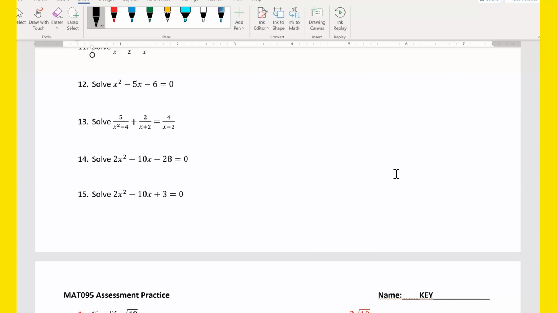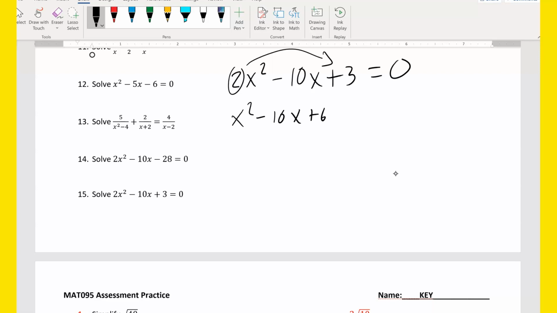And I believe we've made it to the last one. Number 15. 2x squared minus 10x plus 3. So you might say, well, is there a GCF? Nope, there's not a GCF. Then I need to try the AC method. So x squared minus 10x plus 6 if I do the AC method. And then you say, well, can I factor that? You say, can anything multiply to get 6 and add to get negative 10? Nope, there's nothing that can do that.